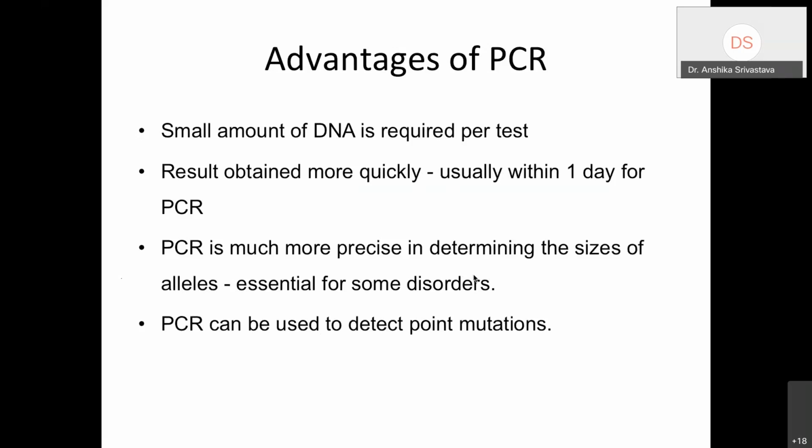PCR is much more precise in determining the sizes of the allele, which is especially essential for some disorders where you want to know what allele is present, what change caused the mutation. So in those cases, PCR is much more precise. And PCR can be used to detect point mutation.